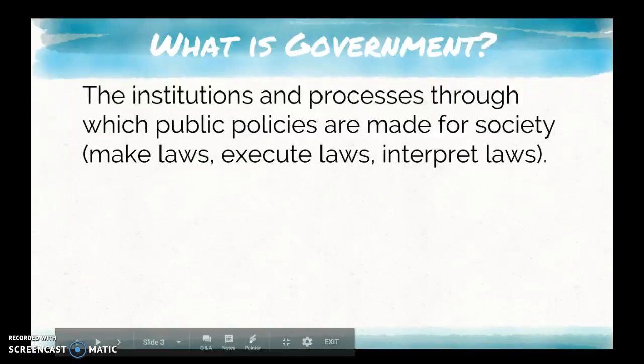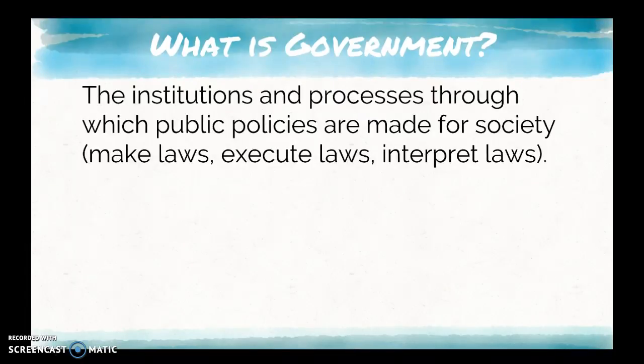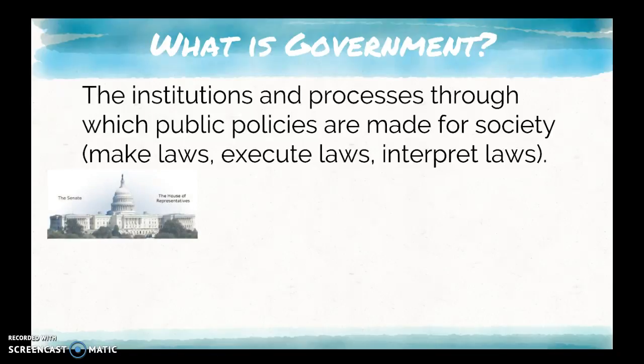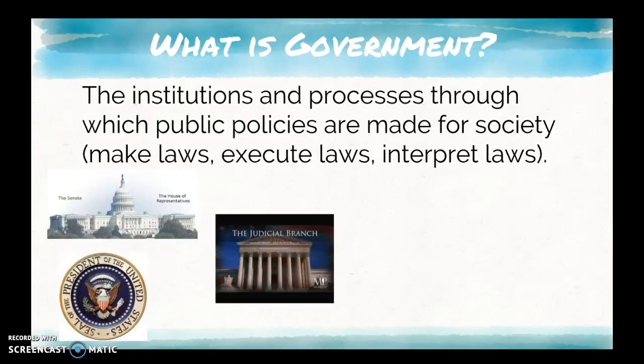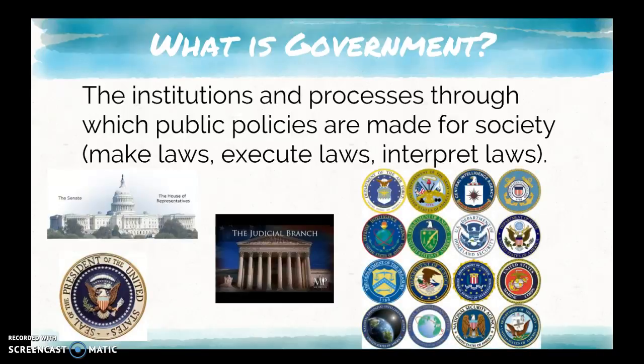So we're going to start with what is government? Well, the institutions and processes through which public policies are made for society. So our government makes laws, executes those laws, and also interprets those laws. So in America, our government is made up of a few parts. We have Congress, who makes the laws. It's made up of the House of Representatives and the Senate, the presidency, the judicial branch, the Supreme Court, and then the lower courts, and finally, the bureaucracy or federal agencies who help the president to execute the laws.